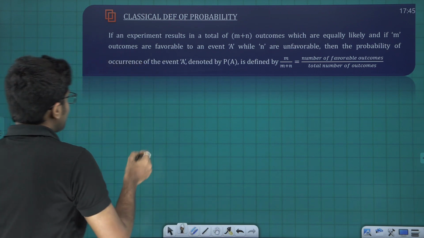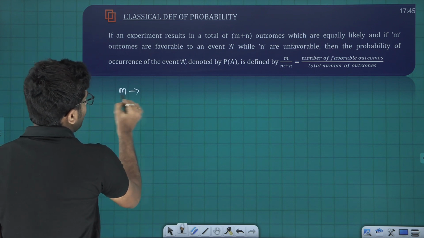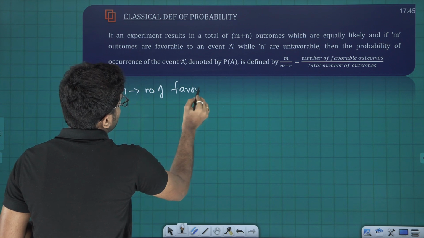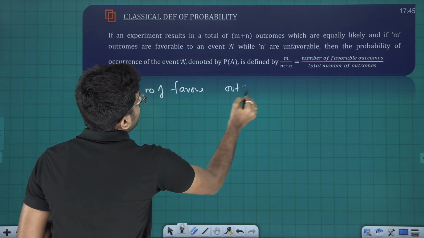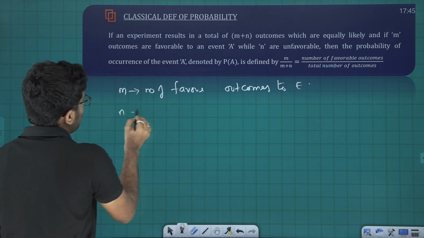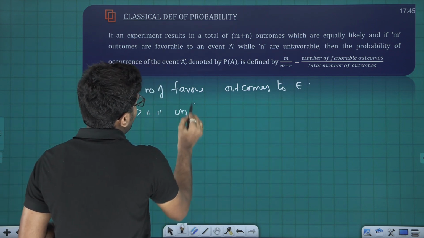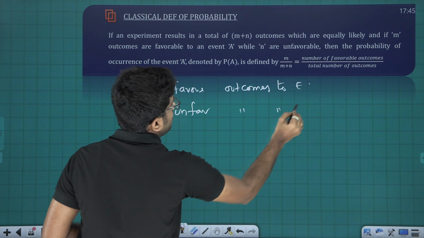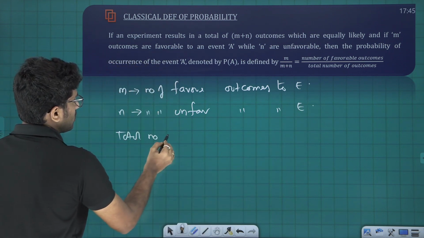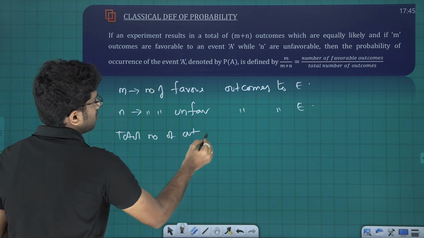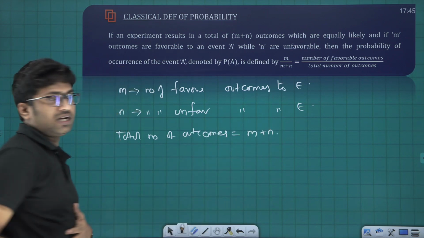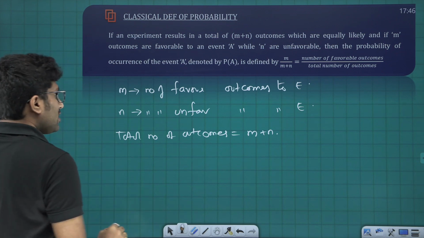What we did is, friends, let M denote the number of favorable outcomes to event E, and N denote the number of unfavorable outcomes to event E. So now the total number of outcomes will be M plus N. Now see this, friends.